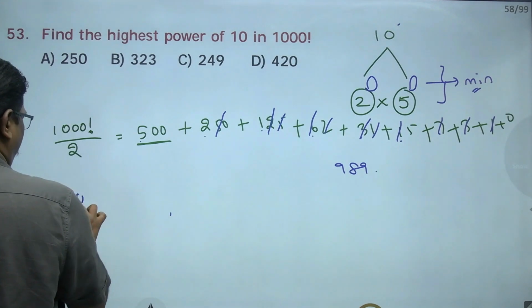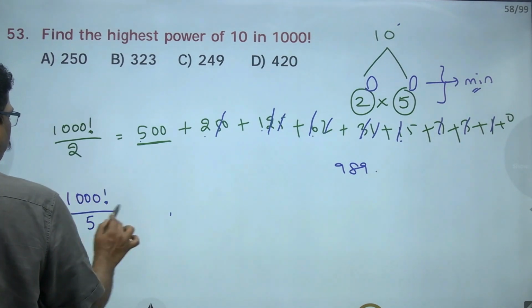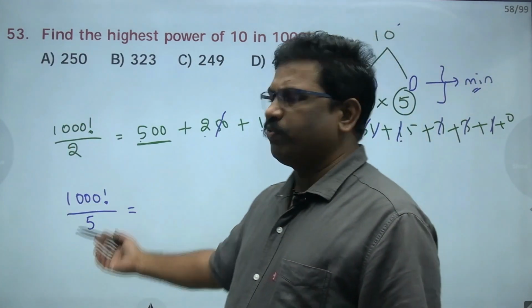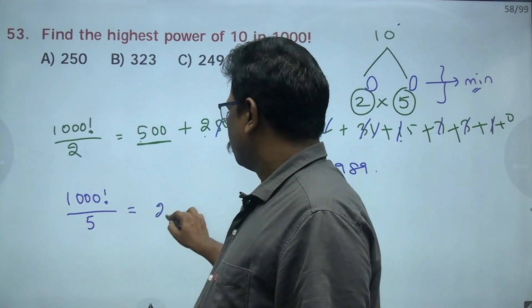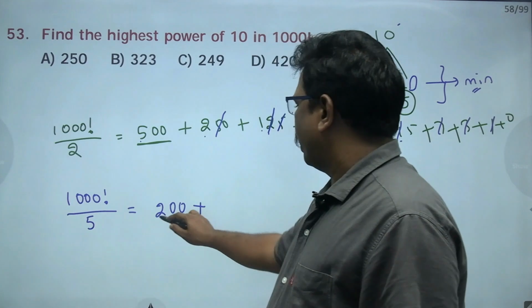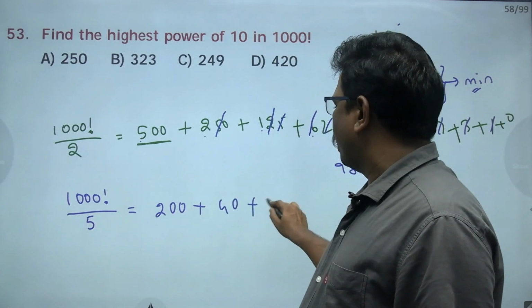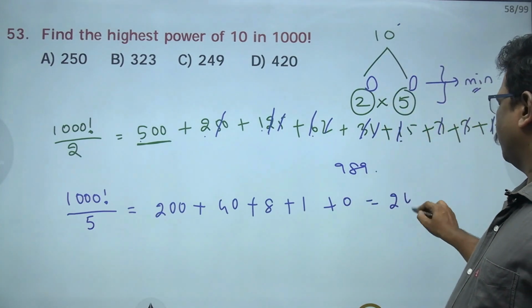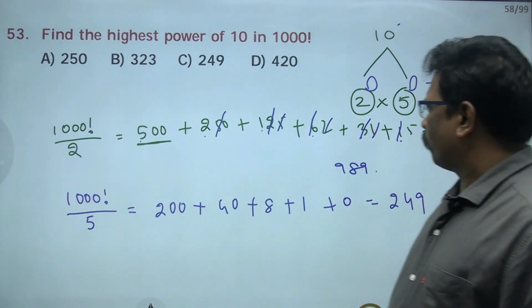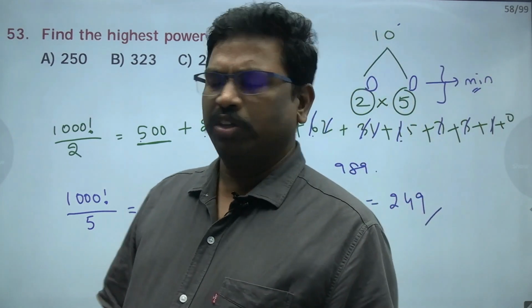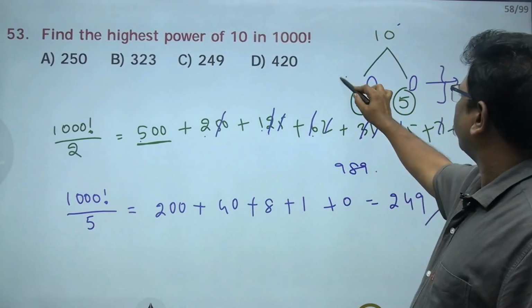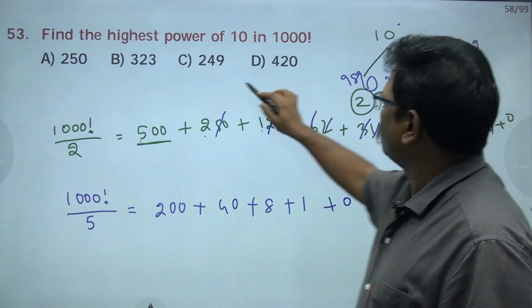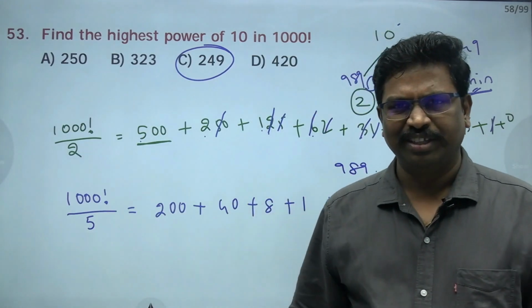Now, I want to know the highest power of 5 in 1000 factorial. Come on, start. Divide by 5: that is 200. Again, by 5. That's all. Stop. The total is 249, all of you. So the highest power of 5 is 249. This one I got 989, and this one I got 249. So you take the minimum, 249. That's your answer. Clear? Yes or no?